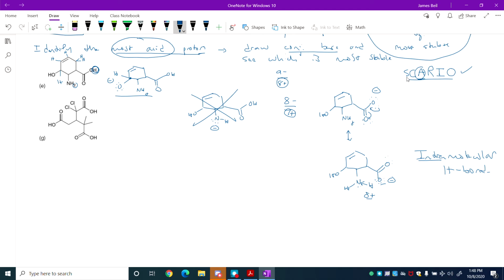It's kind of similar to solvation, but it's not the solvent coming in and forming a hydrogen bond or attraction. It's another functional group on the same molecule making an attraction there.